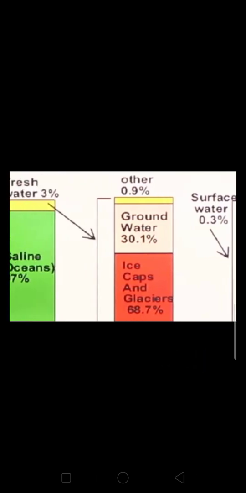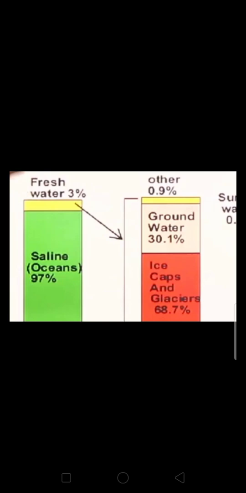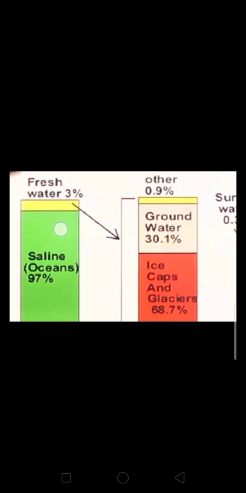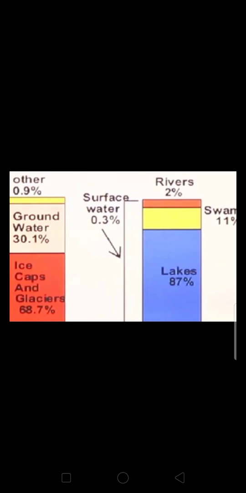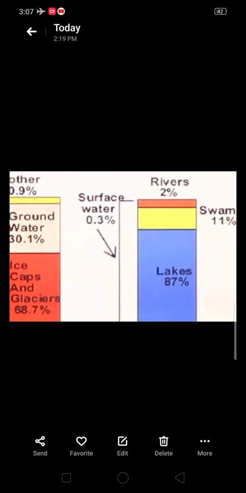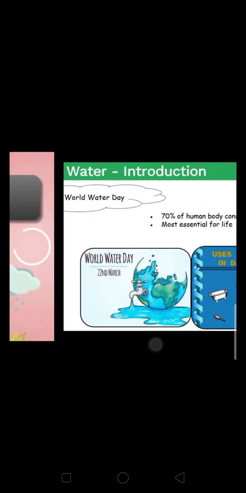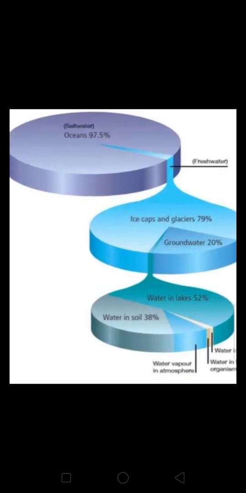As you can see through this diagram, 97% of water present on the earth is in the form of seas and oceans, and from that only 3% is the fresh water that is available in ice caps, glaciers and water vapor in the atmosphere. And the groundwater we can also use, but only 0.3% of the surface water we can use, that is present in the form of lakes, rivers and streams. So from this, only 0.3% of water we can use in the form of fresh water.